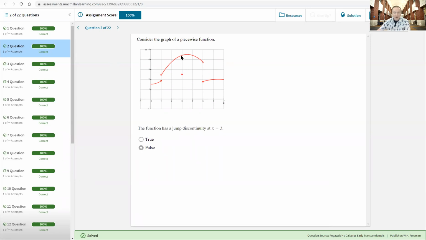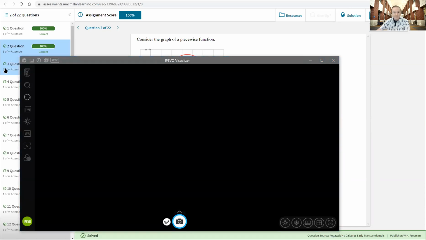Anytime you just have a hole in the graph of the function and the limit from the left is equal to the limit from the right, that's called a removable discontinuity. We could remove that discontinuity by reassigning f of 3 as being the y value that fills that hole in the graph. So there is a discontinuity there since there is a hole, but that discontinuity is a removable discontinuity. So this answer is false.